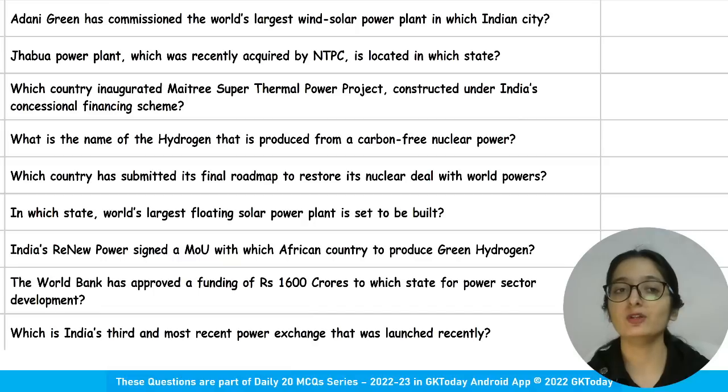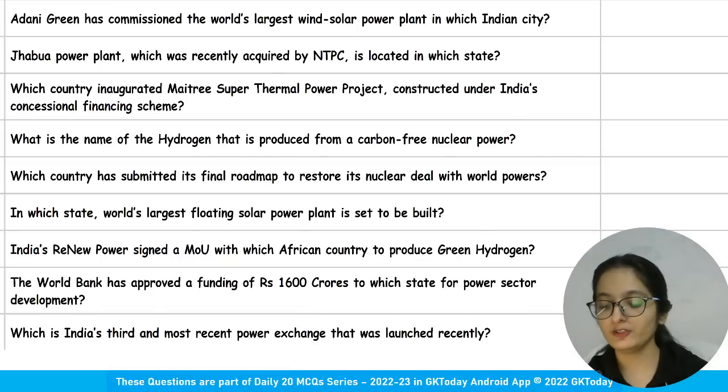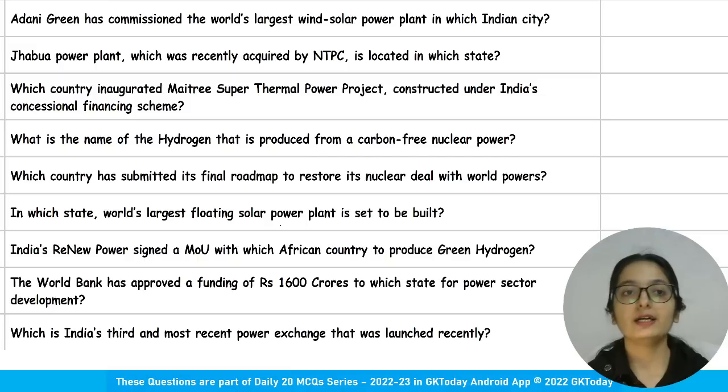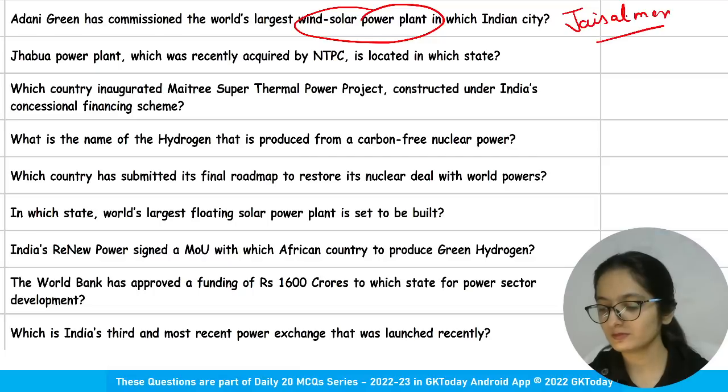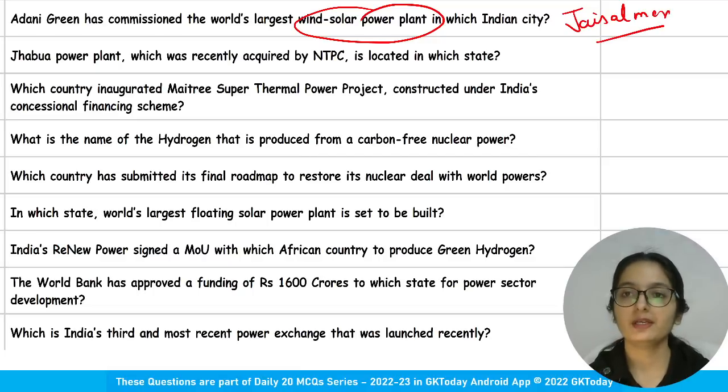Now let's have a look over your revision category. First question, I hope you all are able to see and give the answer. What do you think is the right answer of this question? Adani Green has commissioned world's largest wind solar power plant. In which Indian city? Jaisalmer. This is your homework.